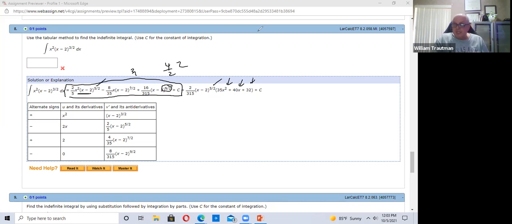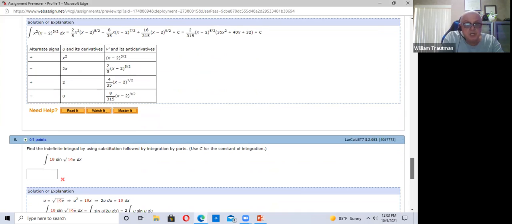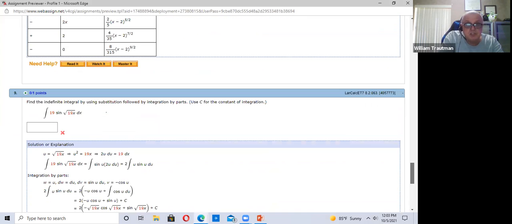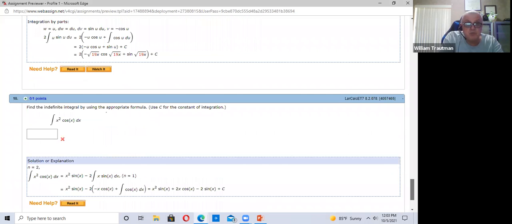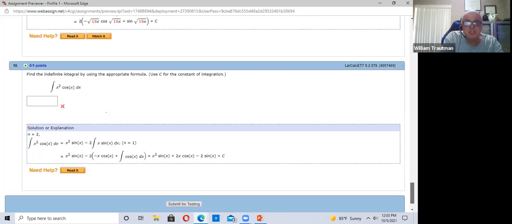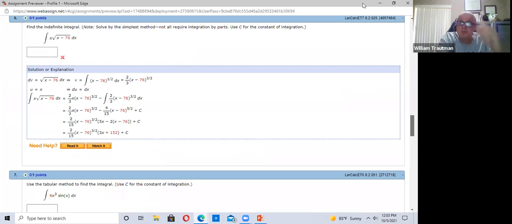Okay, so I think that's it. That's 5.2. Like I said, on number 10, just try the tabular method and see. Use the formula, try the tabular method, try them both. And I think you may like the tabular method better.